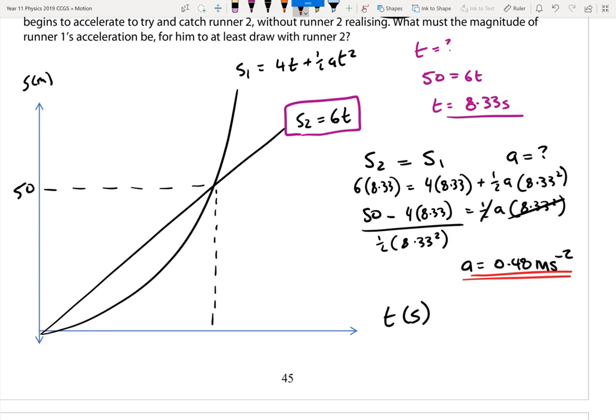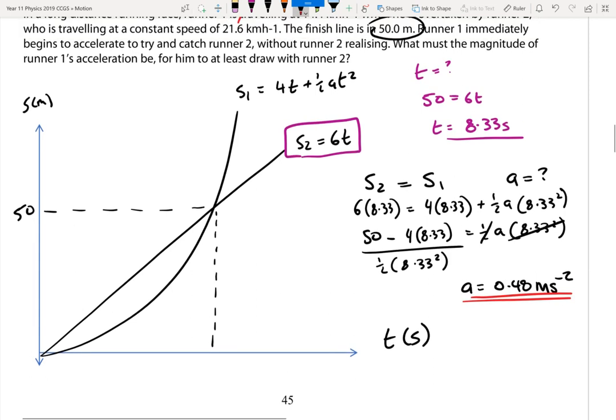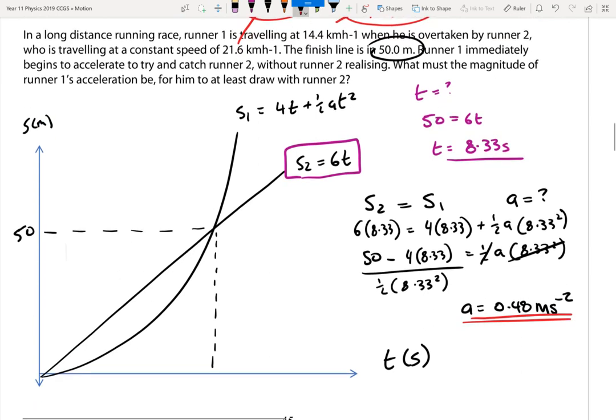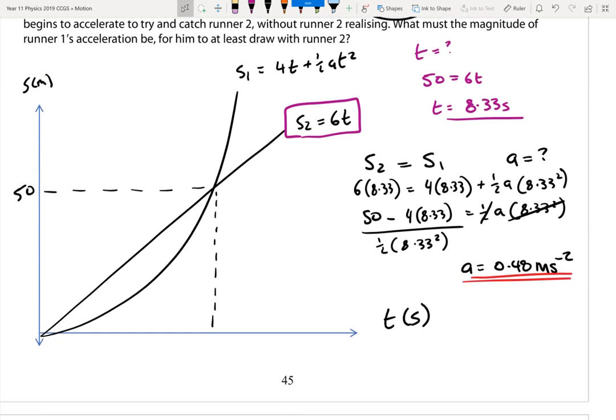If we wanted him to cover that 50 meters, if he needed to cover more distance in that time, i.e. cross the finishing line, the acceleration would need to be greater than 0.48. Now, again, I tried to make this realistic. These are realistic running paces, but have a think. This guy has been accelerating. And just to make sure that this is a physically possible question, what speed do you think he'd cross the line at?